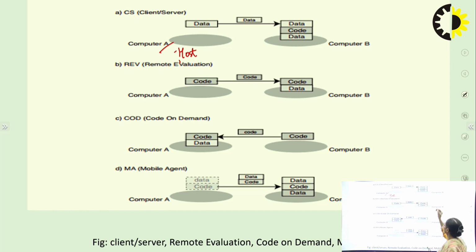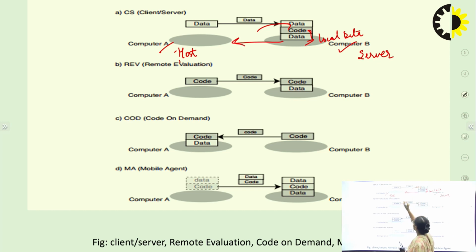Then in this case, on computer B, which is our server, the data will move to the server side, and on the server we have the code, and this is the local data which is available at the server. So along with this data, code, and its own local data, the server will do the computation and send the result back to computer A.